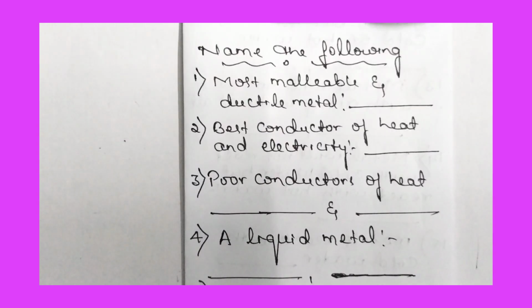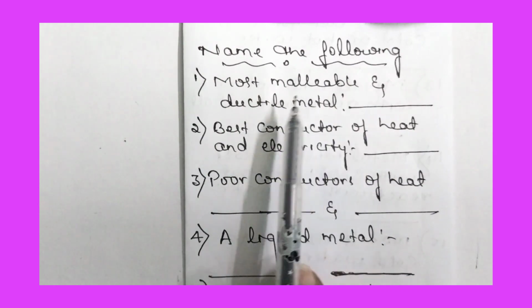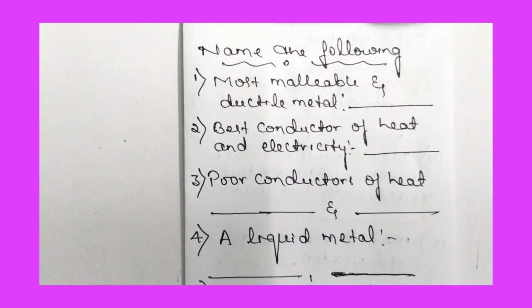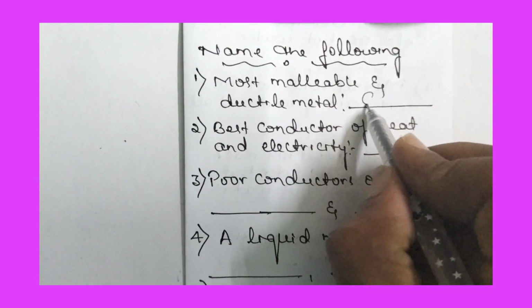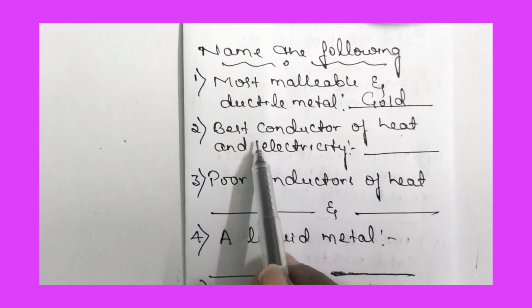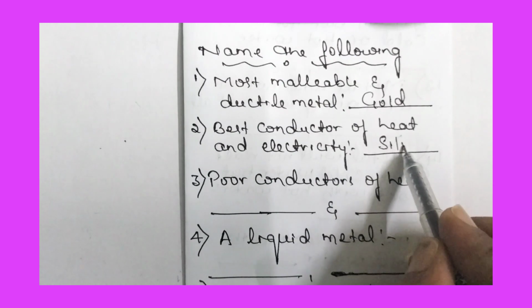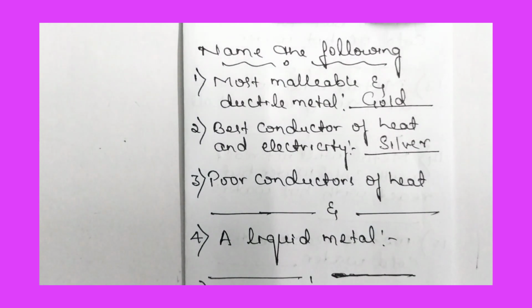In this video, now, let us name the following. I have chosen most of these questions from the metals and non-metals chapter. Now let us answer one by one. The first one is most malleable and ductile metal. The most malleable and ductile metal is gold. Then coming to the second question, best conductor of heat and electricity, it is silver. So silver is the best conductor of heat and electricity.